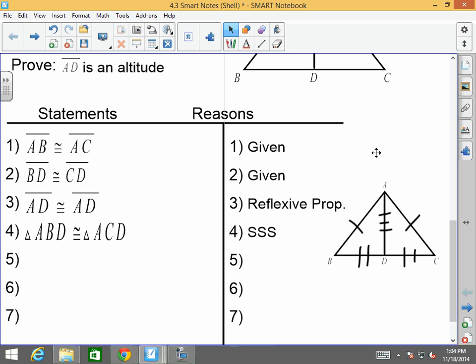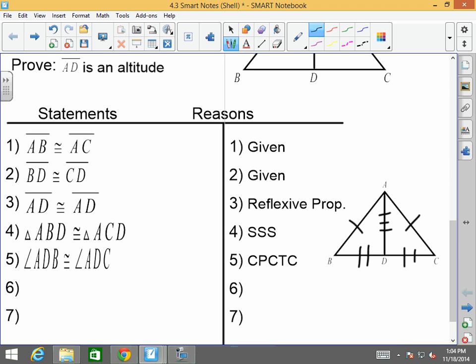Now that we have that, what can we prove? Think about what we're trying to prove. We're trying to prove that AD is an altitude, so that means we're trying to prove that angle ADB is 90 and angle ADC is 90. So what would we say? Yes, sir. Excellent, son. Angle ADB is congruent to angle ADC because of CPCTC. That's exactly perfect. Awesomeness. Now we know that ADB is congruent to ADC. So what can we say now? Yes, sir, my brother.